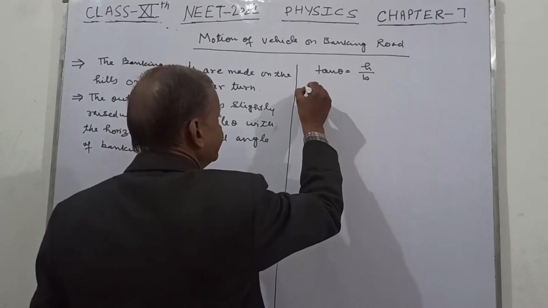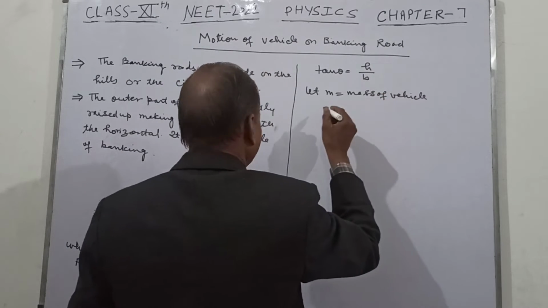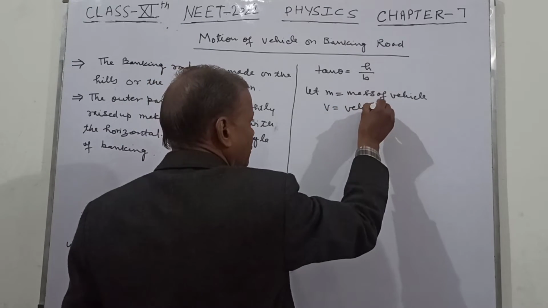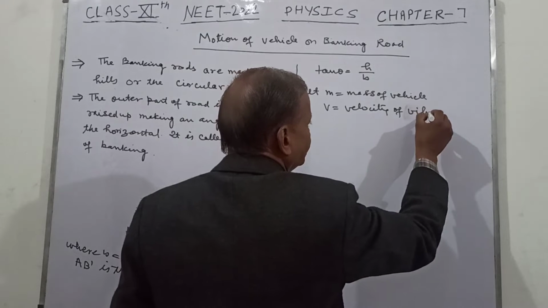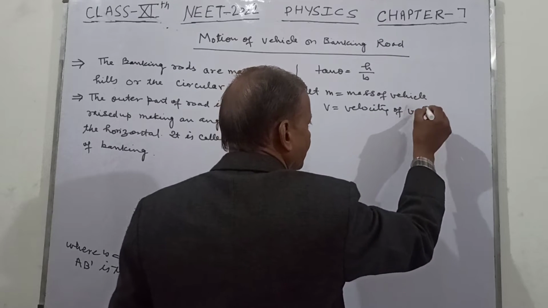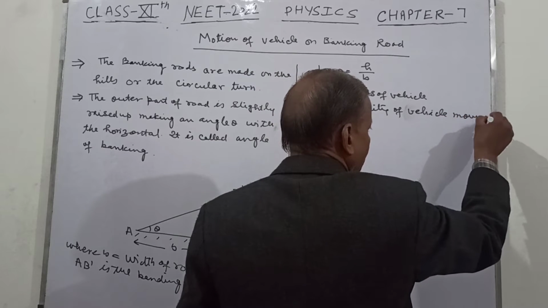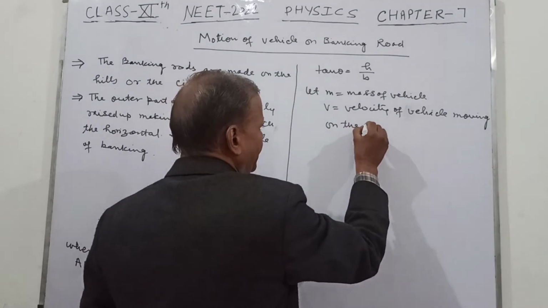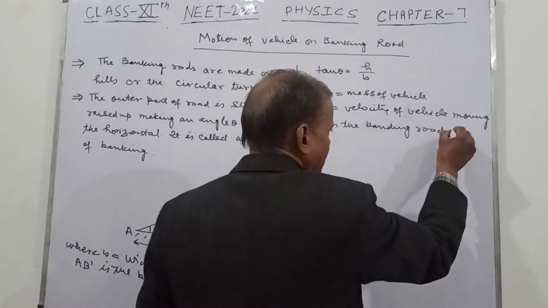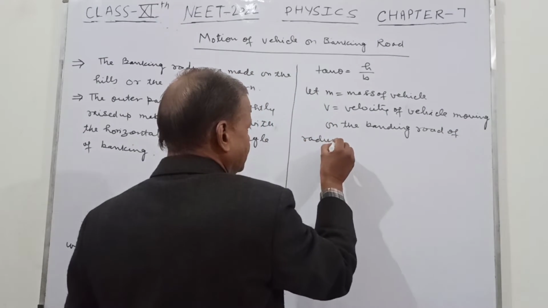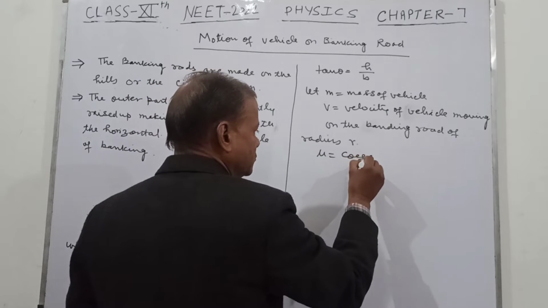So now let m equal to mass of vehicle and v equal to velocity of vehicle moving on a banking road of radius r, and let mu is the coefficient of friction.